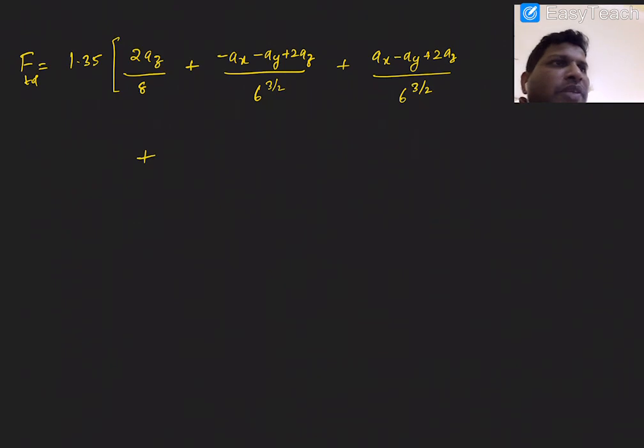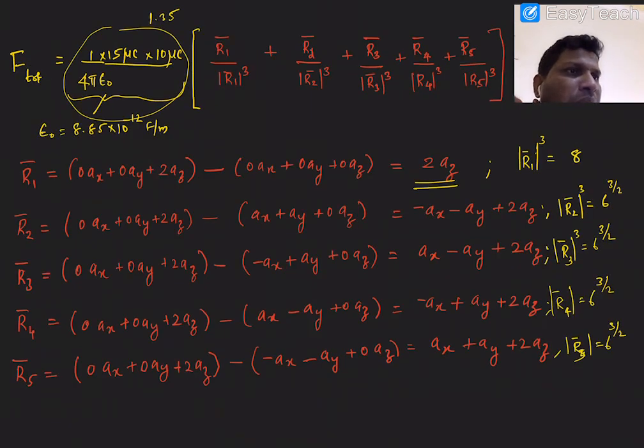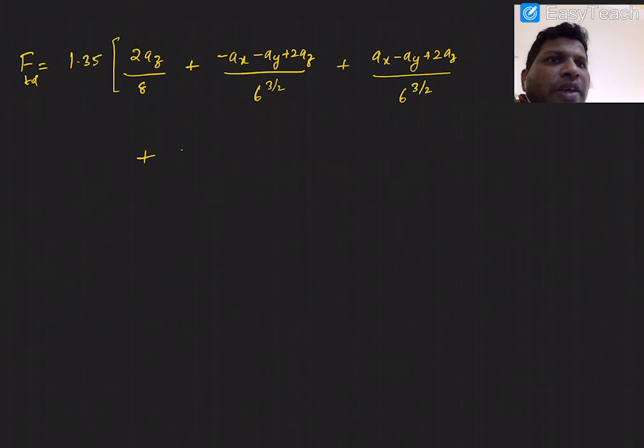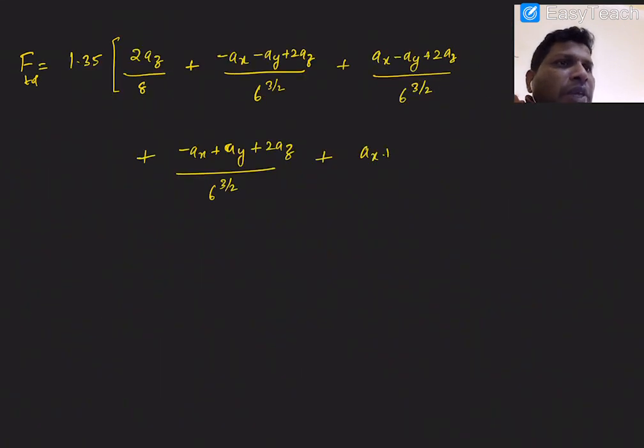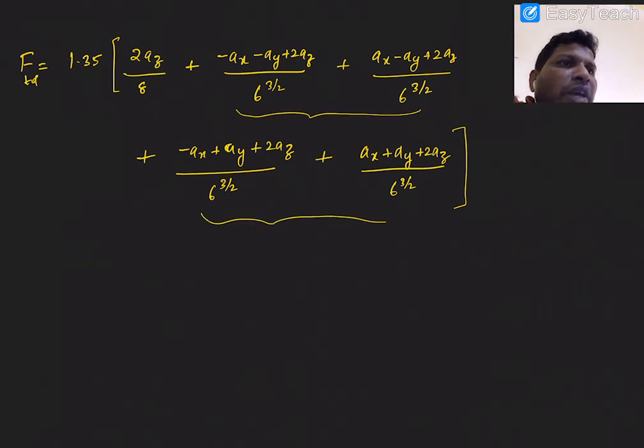plus then minus AX plus AY plus 2AZ divided by 6 power 3 by 2, all are having the same magnitude. Then AX plus AY plus 2AZ divided by 6 power 3 by 2, okay. So this is the combined term.